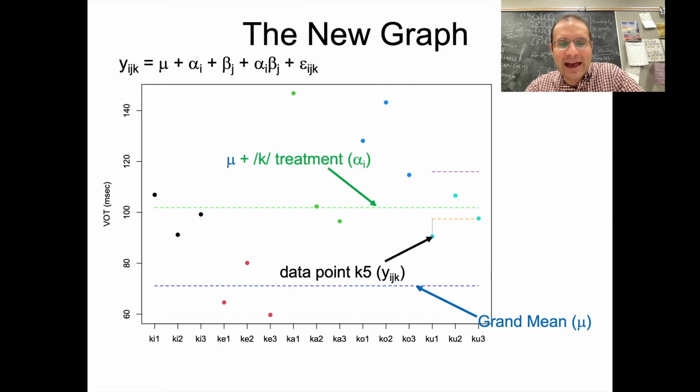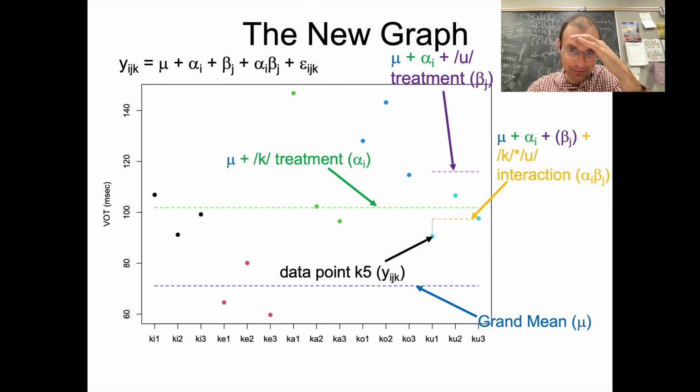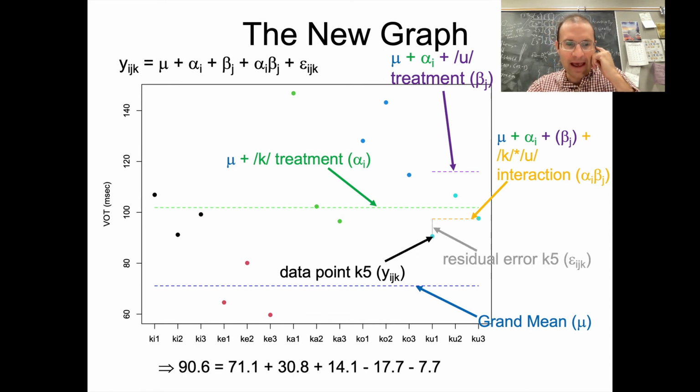We add to that our k treatment, which is about 30 milliseconds. We add to that our u treatment, which is about 14 more milliseconds. But then we realize when you get those two factors working together, k and u, they interact such that the VOT is actually lower. So we lower that total by about negative 17. And then there's a bit of residual error, about negative 7 something. And that combination will bring us down to our grand total of 90.6 for this individual data point.